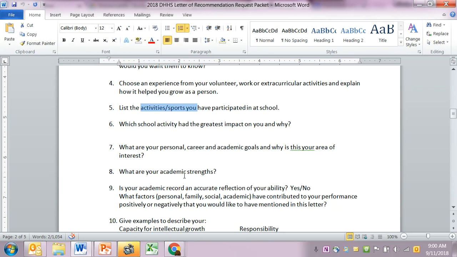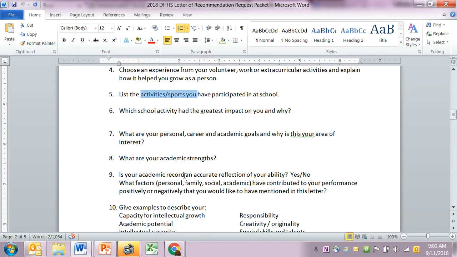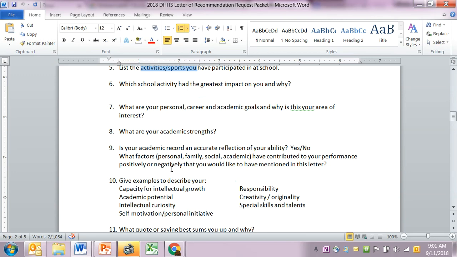And then tell me what your academic strengths are. I need to know what you're good at. So if you're really good at writing and that's your jam, tell me why. Is your academic record an accurate reflection of your ability? Yes, no. If you got a really bad concussion because a baseball hit you in the head, tell me. And if that's why sophomore year, second semester was really lame, tell me.